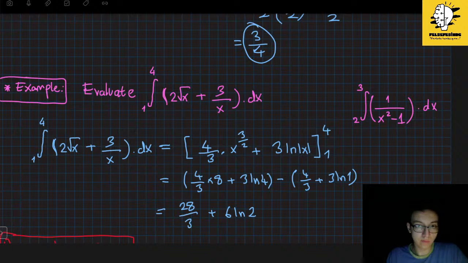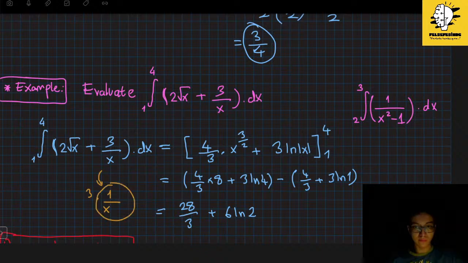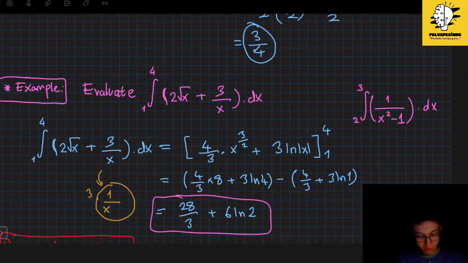As you can see, we can separate this equation. 3 over x, we can separate like this: 3 times 1 over x. The integration of 1 over x is ln of the absolute value of x, so it is 3 times ln x, in square brackets from 1 to 4. That is the easy part. Let's substitute them, but be careful about the signs. When we substitute them, we find that it is 28 over 3 plus 6 times ln 2. And that is our answer, guys. It is pretty simple.